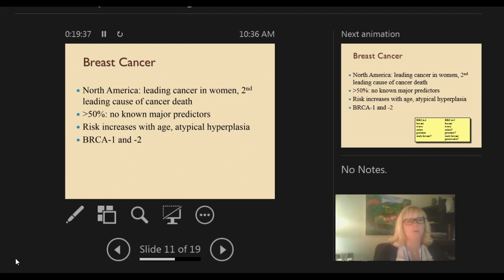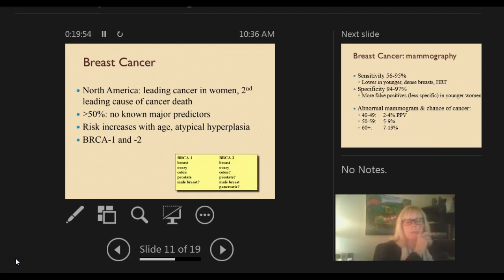So breast cancer, it's the leading cancer of women and the second leading cause of cancer death. And in greater than 50%, there are no known major predictors, which is why mammogram is so important. The risk increases with age. And remember, we have BRCA1 and BRCA2 genes that contribute to that.